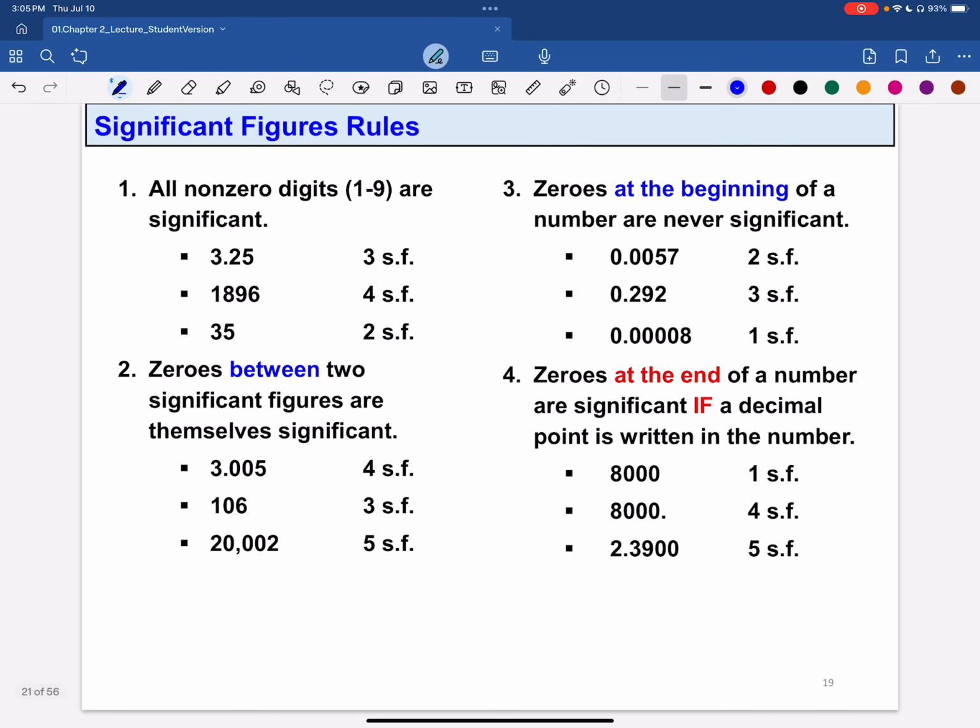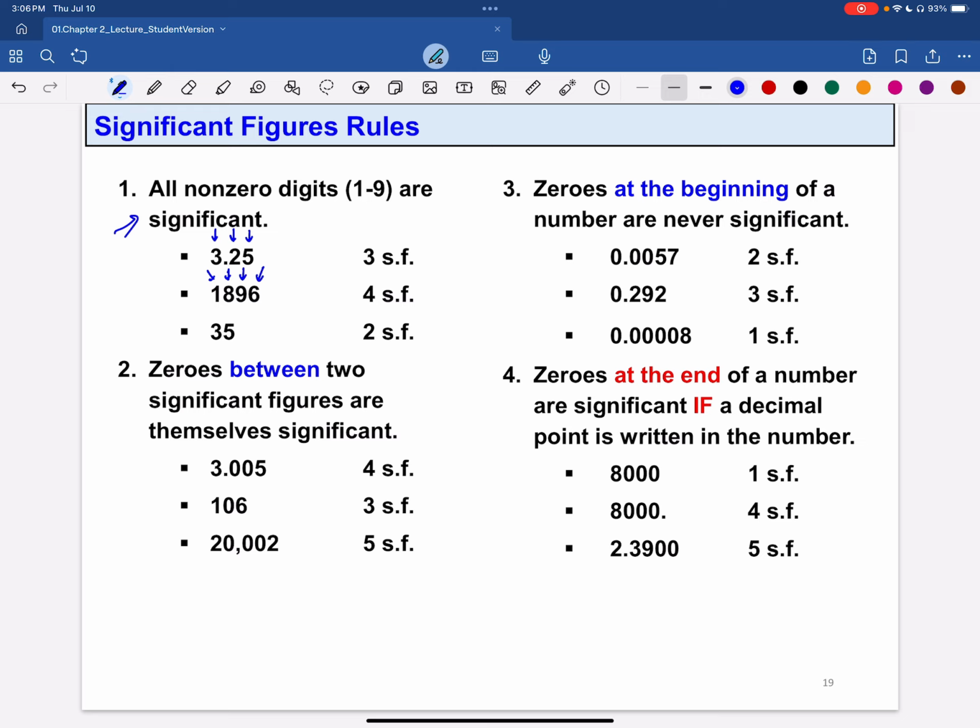The first rule: all non-zero digits, 1 to 9, are significant figures. For example, 3.25: 1, 2, 3, so 3 significant figures. 1896: 1, 2, 3, 4, so 4 significant figures.